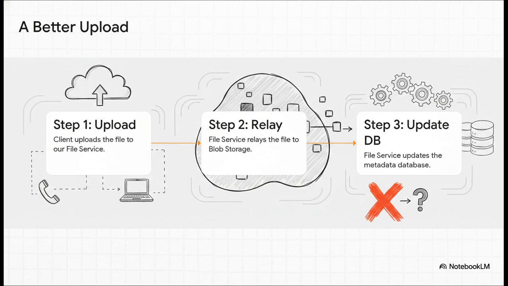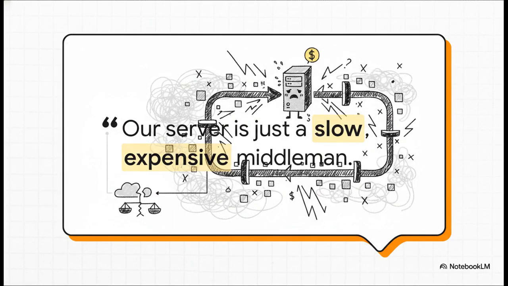But we've just created a new bottleneck. Can you spot it? And there it is. Our server is still stuck right in the middle of the data path. Every single byte of every single file is still flowing through our service. We're just acting as a slow, expensive middleman.